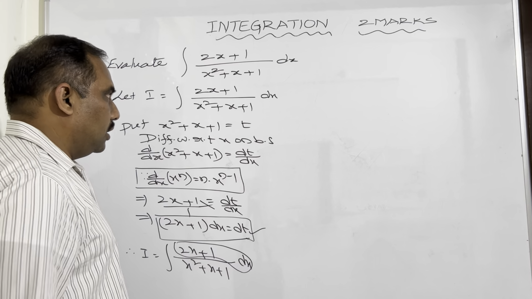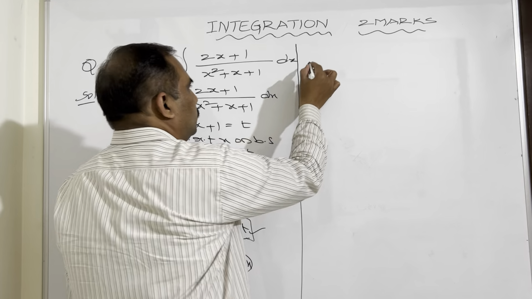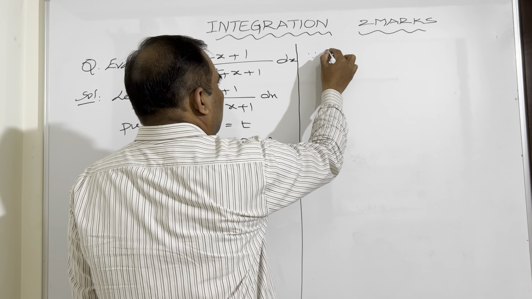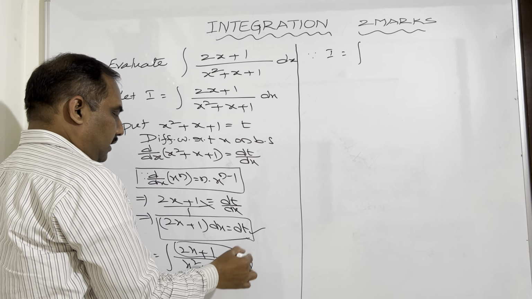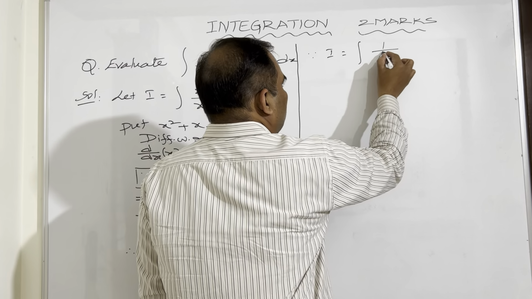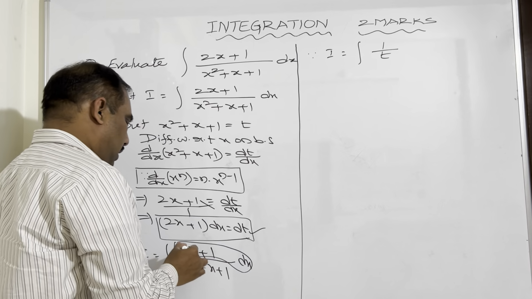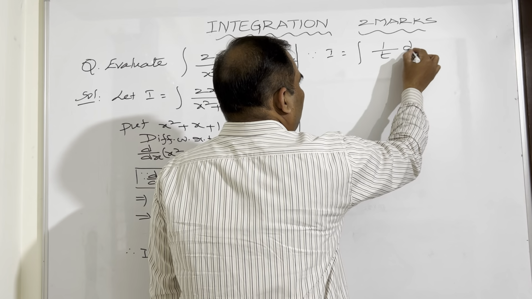So finally we can write I = ∫, where x² + x + 1 we have already taken as t, so this is 1/t, and here (2x + 1) dx is dt. So which is ∫ 1/t dt.